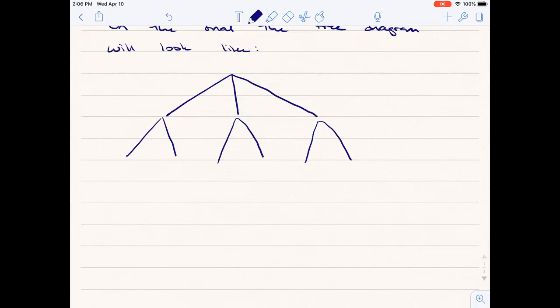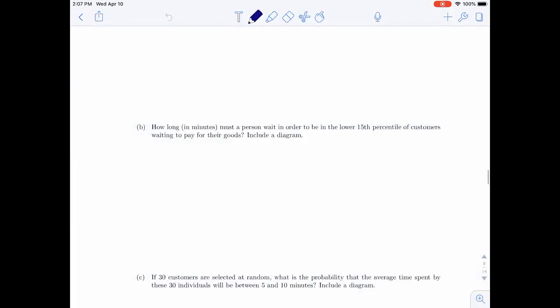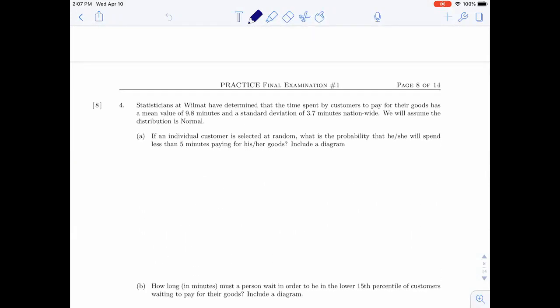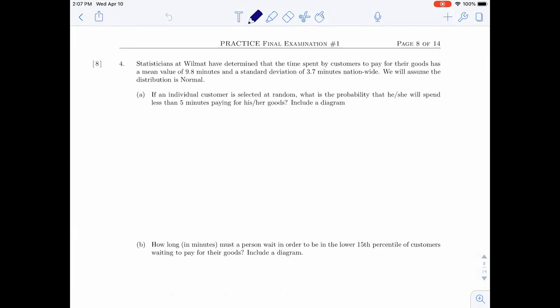So I think, or I know because I scrolled back, we were working on question 4 of the practice final, where we had this normal distribution with a mean of 9.8.